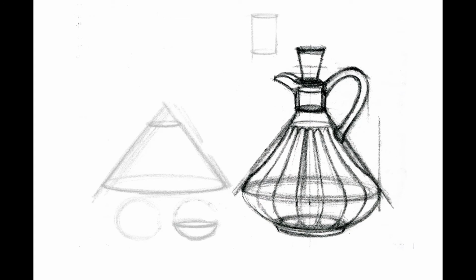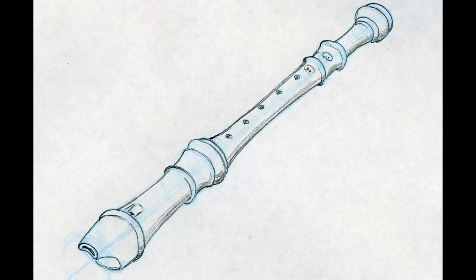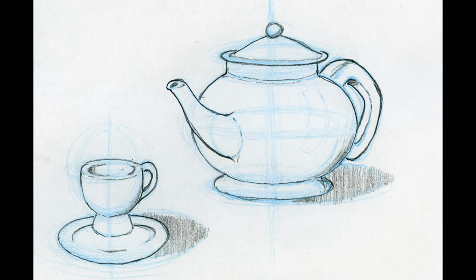They can take on a number of different iterations. Here's a recorder, which is composed largely of cylinders. Many of them are not pure cylinders, but are tapered. Here are also some spherical forms present. Other combined forms are very simple: a teapot and a teacup.